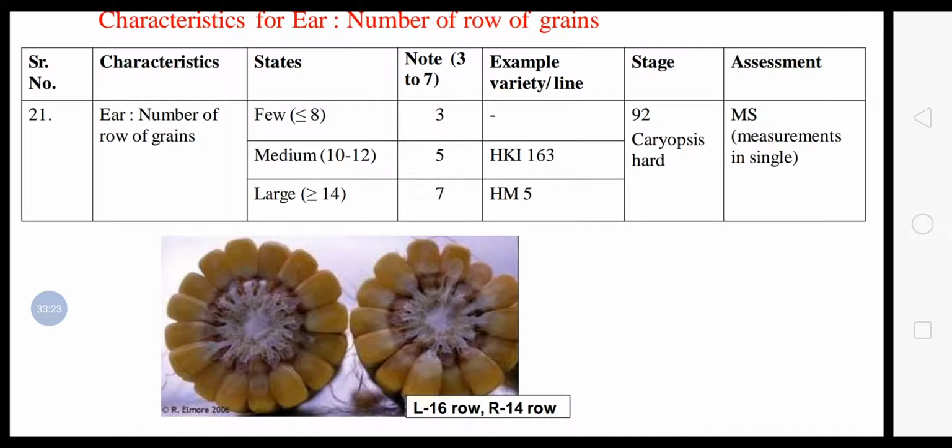Caryopsis hard stage, and single cob is taken for measurement, and whenever we score this character, 3 cobs from different replications will be taken. Generally many cobs should be taken, but to make the work easy, 3 cobs can be taken. Take the number of rows count, average it and write down the observations.